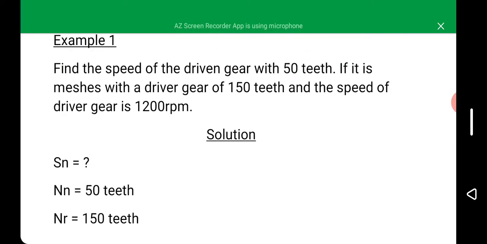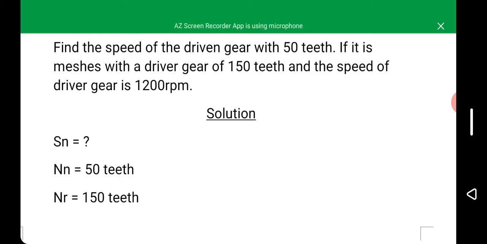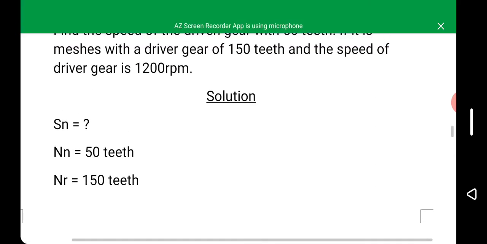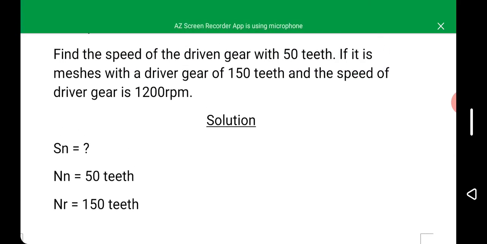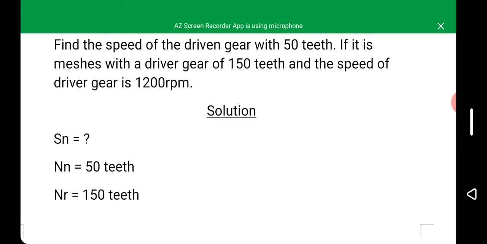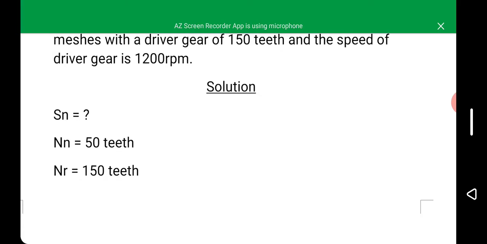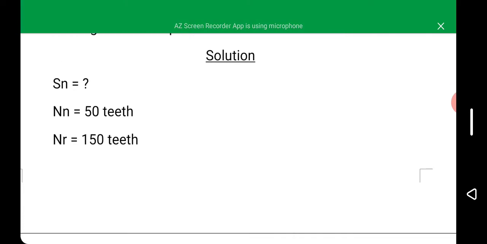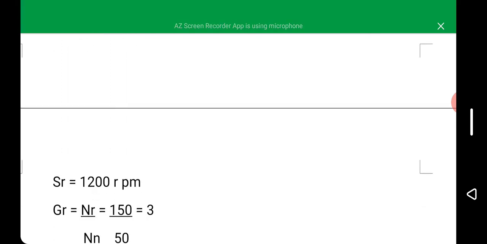If you see from this question, the first mention is that we should find the speed of the driven gear. And what do we use to denote that? We use Sn to denote it. And if you look at it again, we are given the number of teeth of the driven gear, because they are talking about the speed of the driven gear with 50 teeth. That is driven, which means Nn. And if it is meshed with a driver gear of 150 teeth, that is Nr. And we are given the speed of the driver gear to be 1200 revolutions per minute.